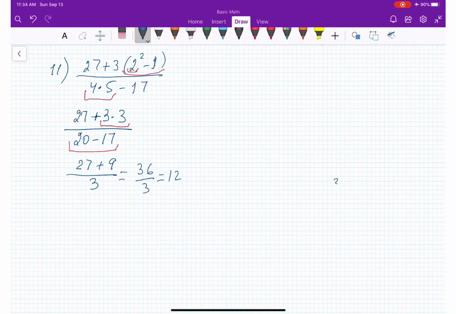Let me show you. 36 divided by 3. So first number 3. 3 divided by 3 is 1. So 1 times 3 is 3. Minus, 0 here. Bringing down this 6. 6 divided by 3 is 2. So 12.